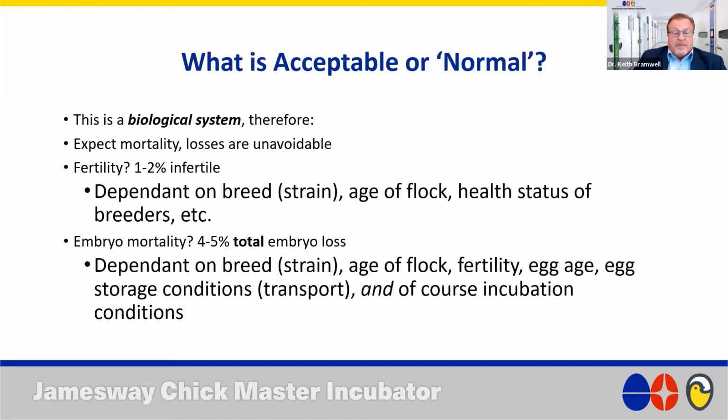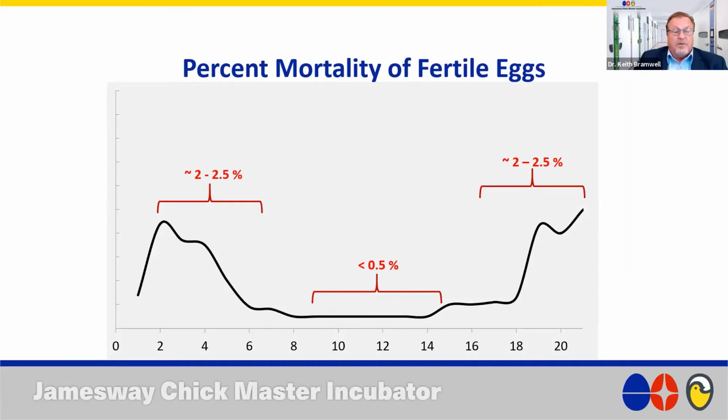We were looking at some hatch data from somebody not too long ago, and they sent all their breakout data, and amazingly, for weeks on end, they had 0 early embryo mortality. Well, that just doesn't happen. And we told them that something's going wrong here. That does not happen. We're going to get some embryo loss. And so we have to know what's normal and acceptable.